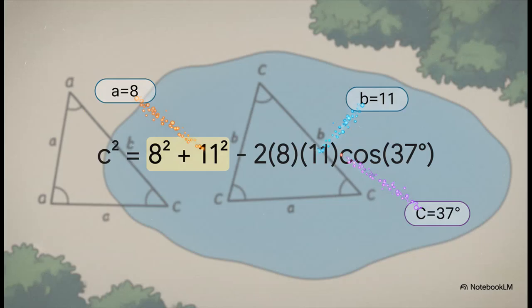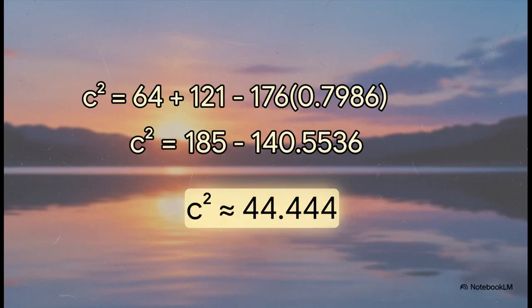All right, time to put everything in its place. We're going to plug in 8 for a, 11 for b, and our 37 degrees for angle C. See? The formula is all loaded up and ready to go. Now we just follow the math. 8 squared is 64. 11 squared is 121. The cosine of 37 degrees, that's about 0.7986. We multiply, we subtract, and we end up with c squared being about 44.44.